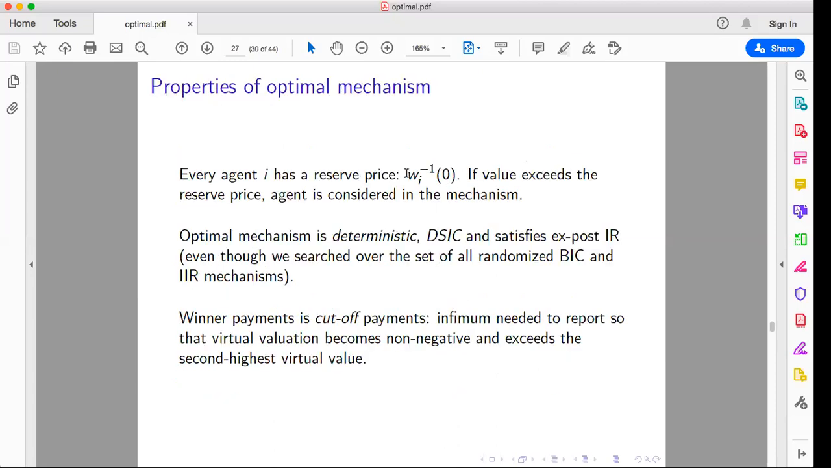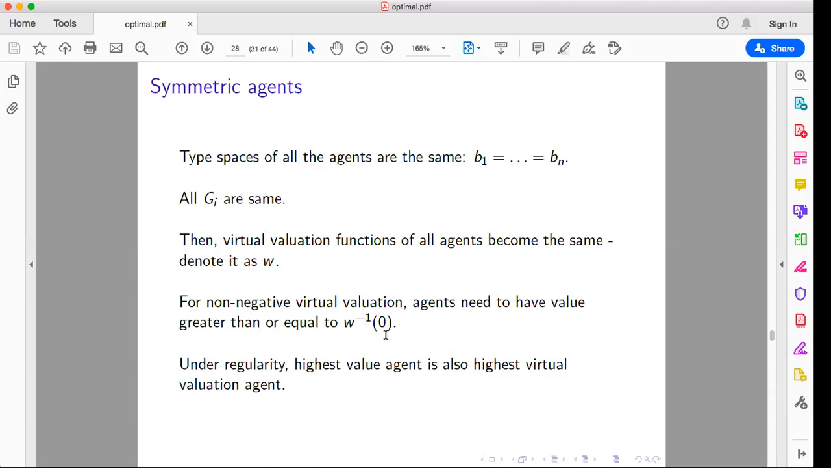The other thing is everybody's reserve price becomes the same. Remember, this was the reserve price for each of the agents, and each agent has a different reserve price in the asymmetric model. But in the symmetric case, because the virtual value functions are the same, this just becomes W inverse of 0, which is the same for everyone. Okay. So the allocation rule and the payment rules now become very easy.